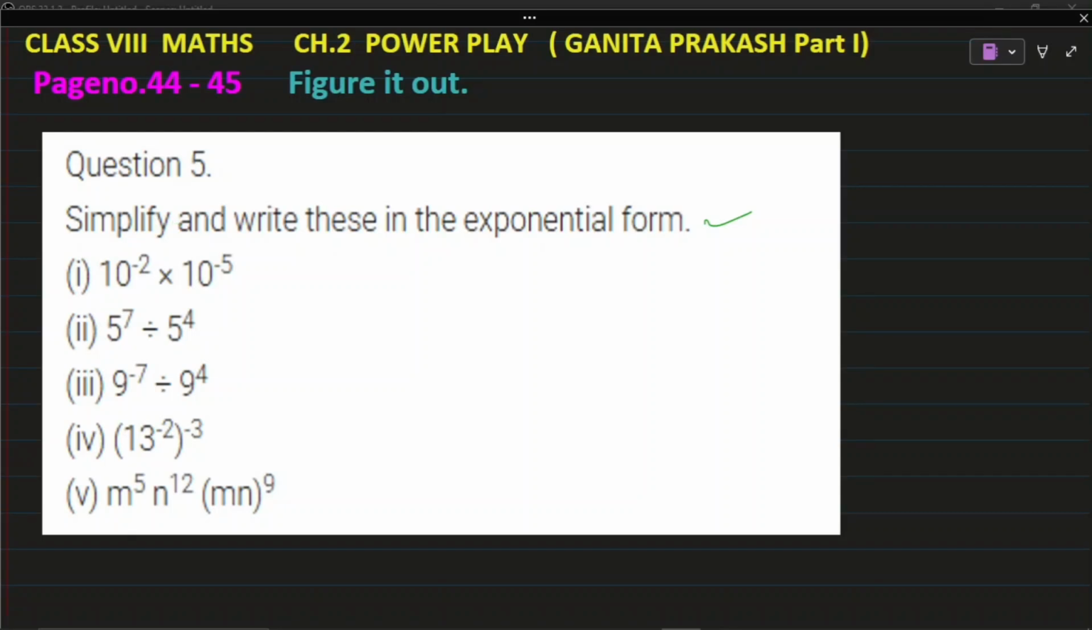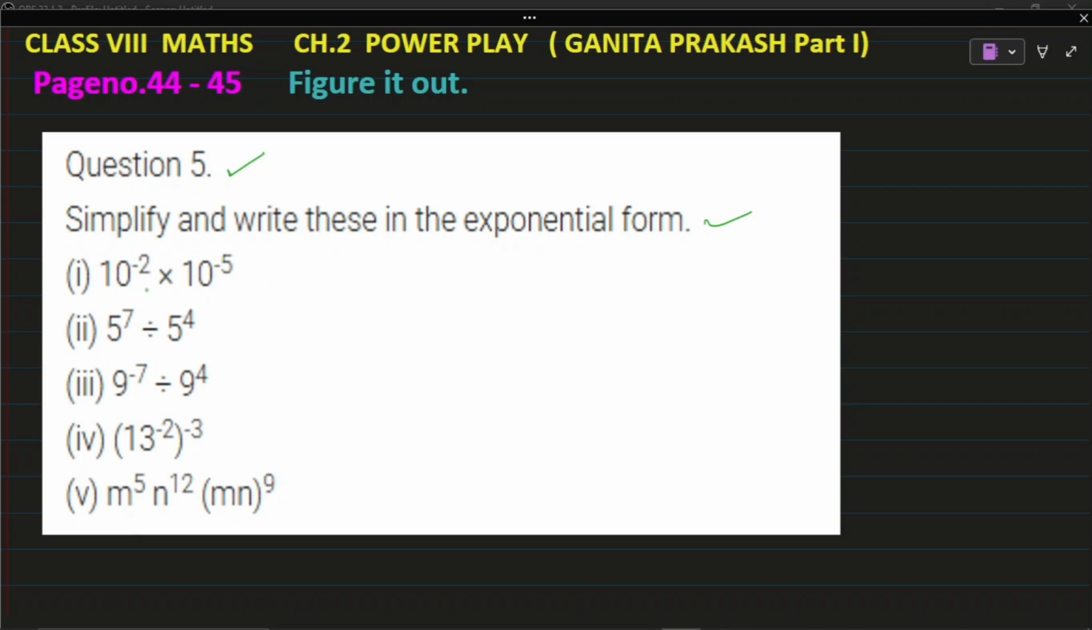Hello students, today we will start with the chapter 2 Power Play, page number 44 and 45. In that, first we will discuss question number 5. In that question, simplify and write these in the exponential form.